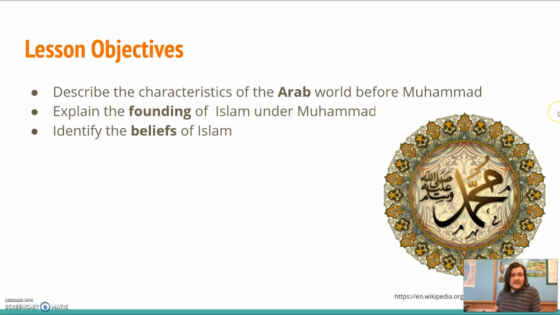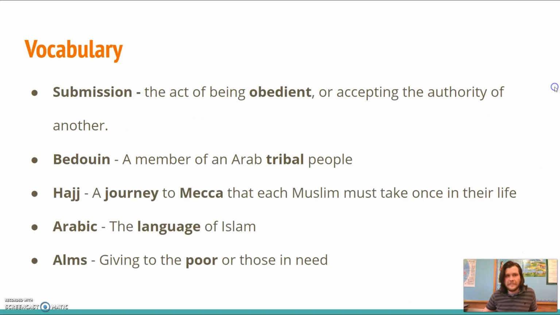So, our lesson objectives are to describe the characteristics of the Arab world before Muhammad. Now, Arabic is the language that Islam was written in, and it was the language spoken in the Arabian Peninsula. Explain the founding of Islam under Muhammad. So, a man named Muhammad founded the religion of Islam. And to identify the beliefs of Islam. So, we're going to get a little bit better idea of what Islam is and what it's like.